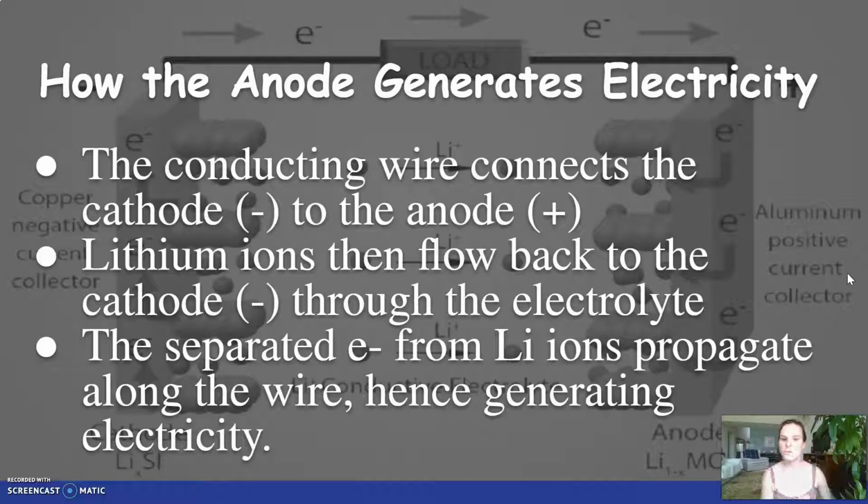How does the anode generate electricity? The conducting wire connects the cathode, which is the positive end, to the anode, the negative end. The reason I put negative to positive here is because this is the direction that the electrons are flowing between. The positive will get the negatives, the negative will get the positives. Lithium ions then flow back to the cathode through the electrolyte. The separated electrons from the lithium ions propagate along the wire, which generates the electricity.